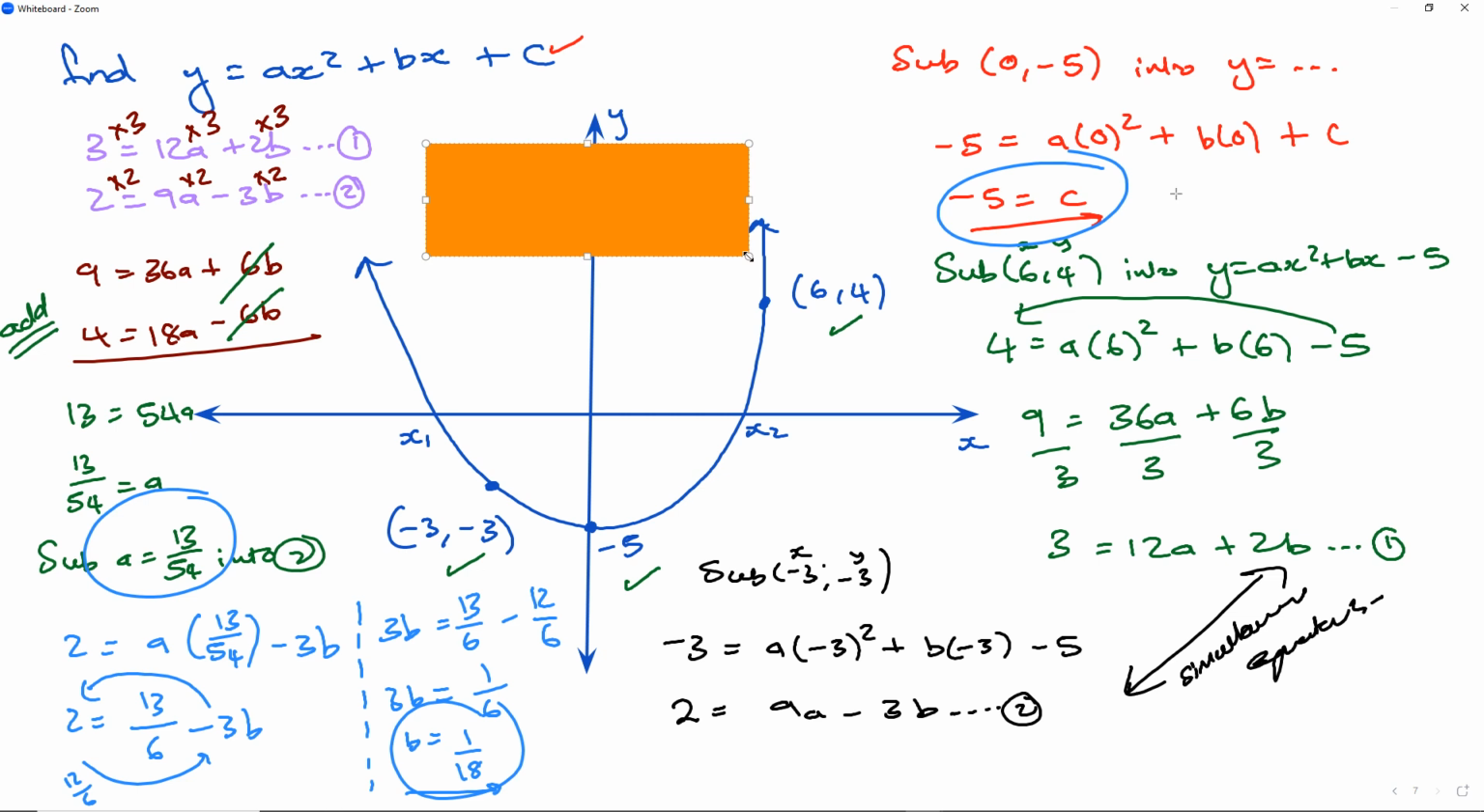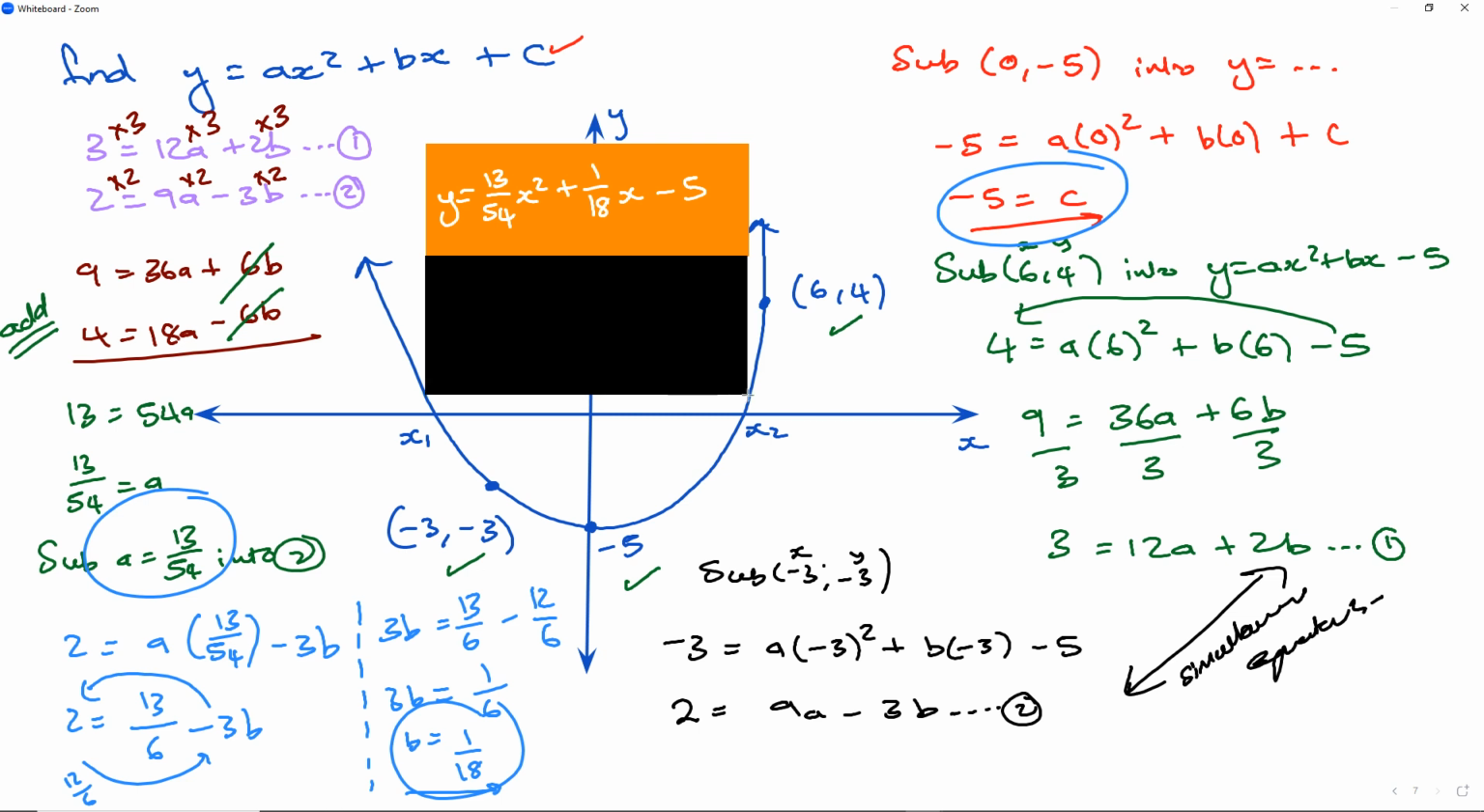Final equation will be y equals 13 over 54 x squared plus 1 over 18 x minus 5. And now I can solve to get x1 and x2. All right, so there's still one more thing that I've got to do here, which is solve to get x1 and x2. And I can use the quadratic formula to do that.